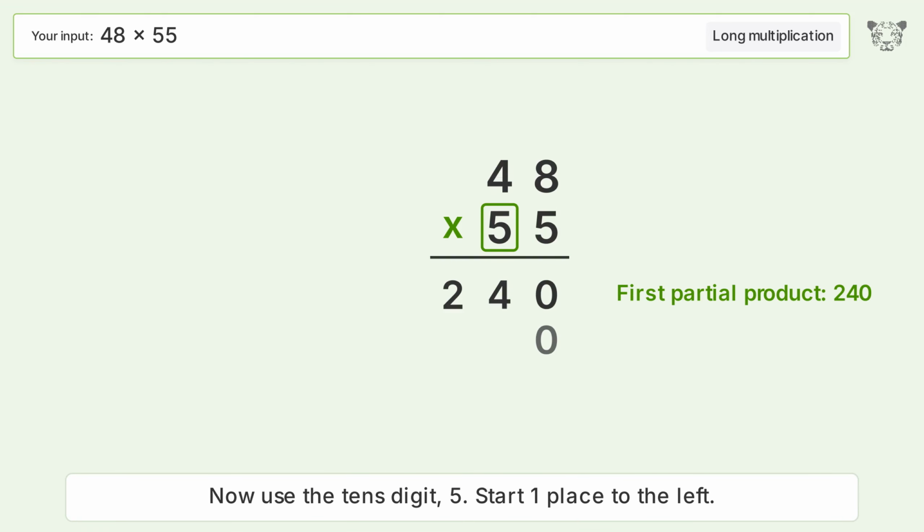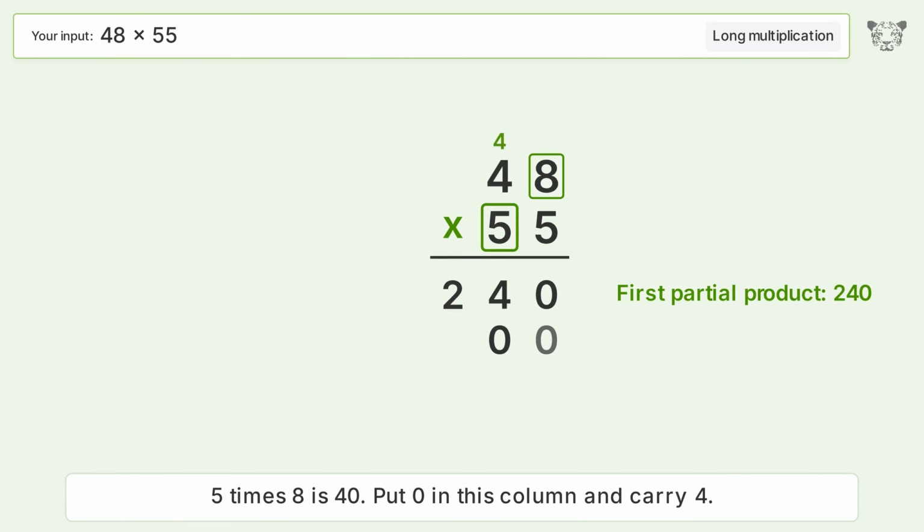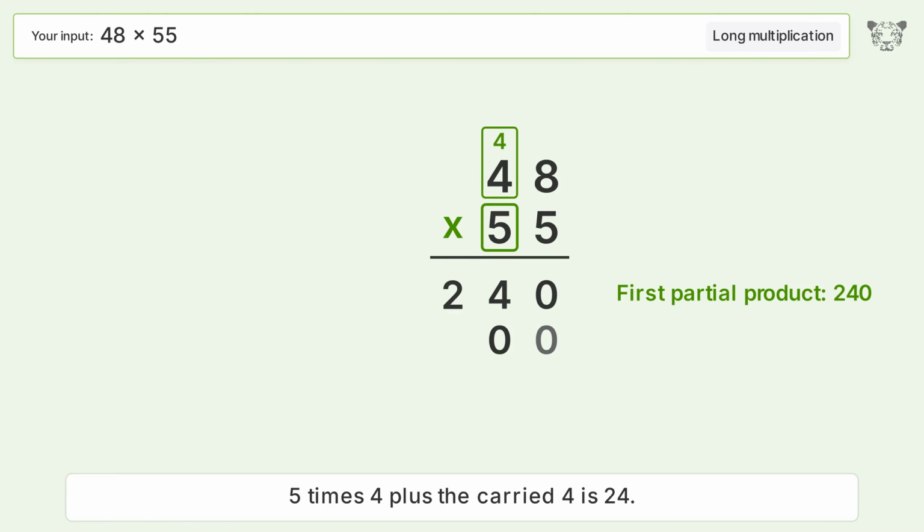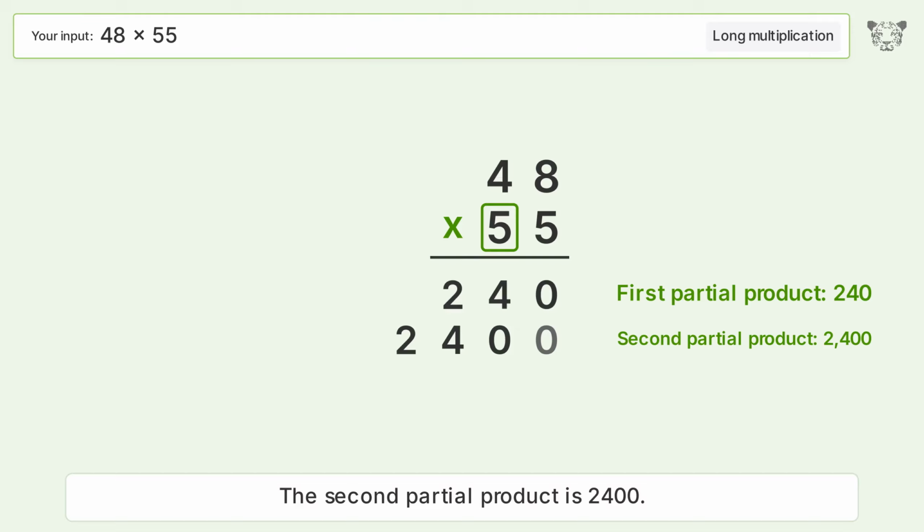Now use the tens digit, 5. Start one place to the left. 5 times 8 is 40. Put 0 in this column and carry 4. 5 times 4 plus the carried 4 is 24. The second partial product is 2,400.